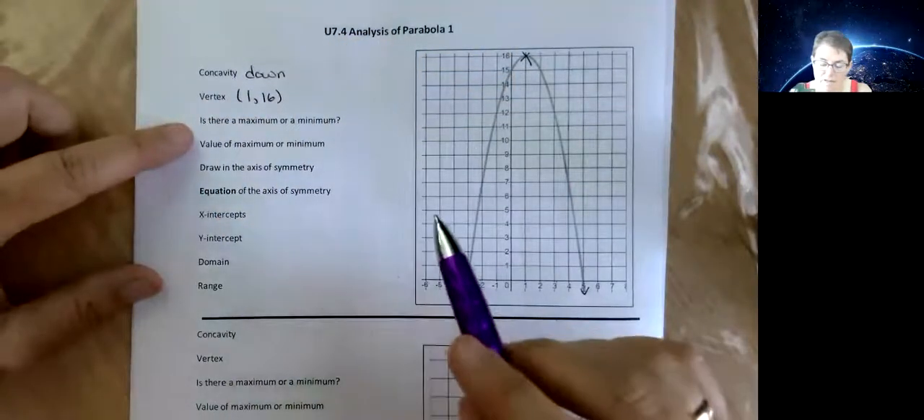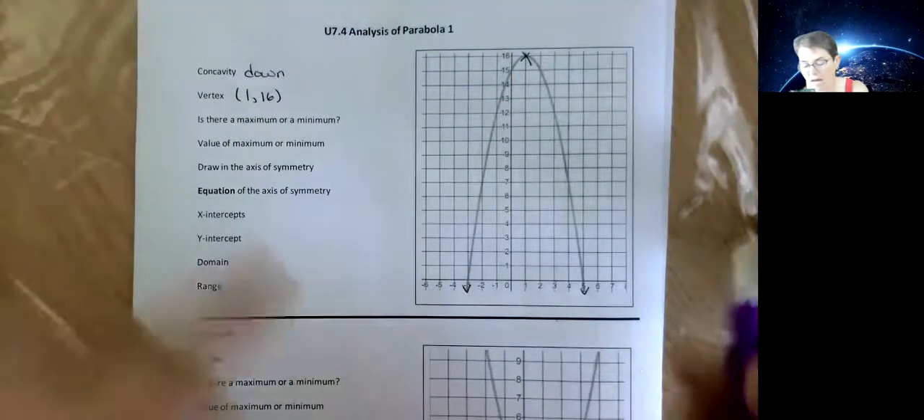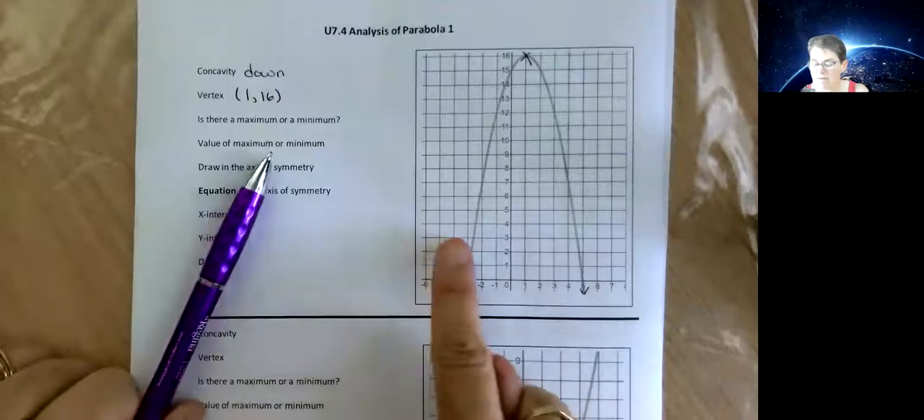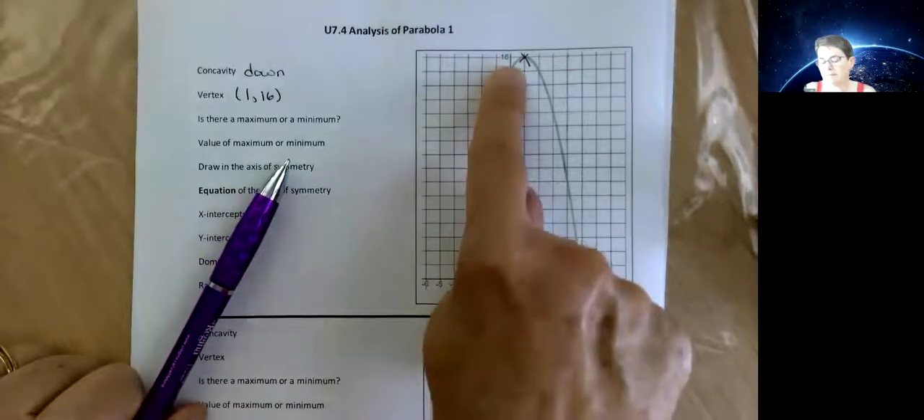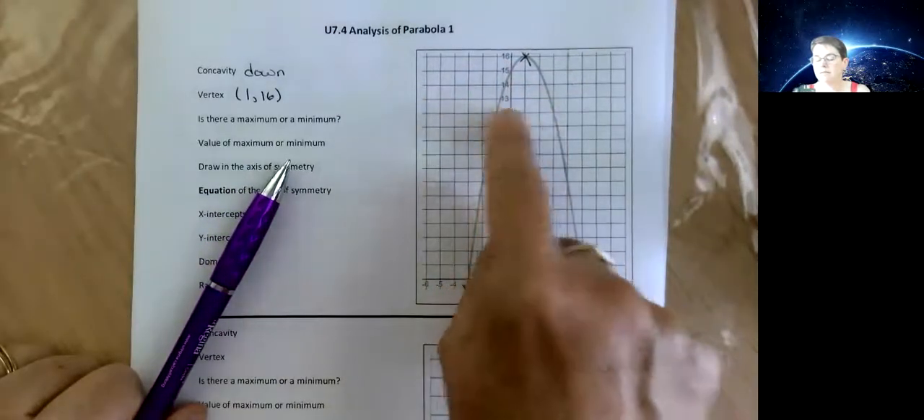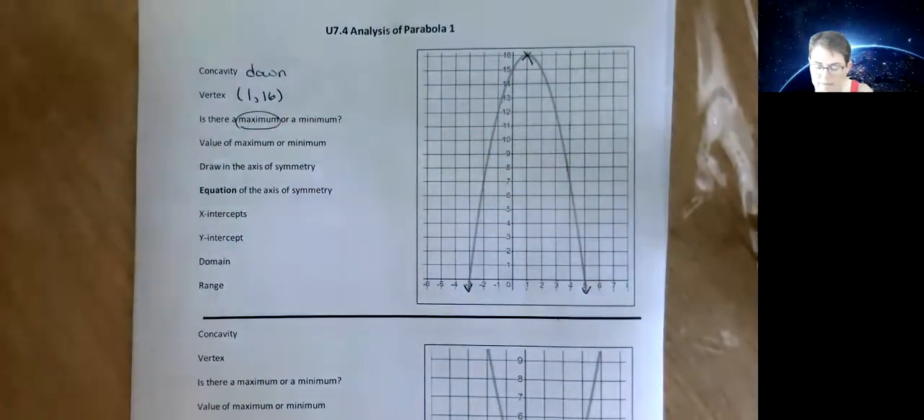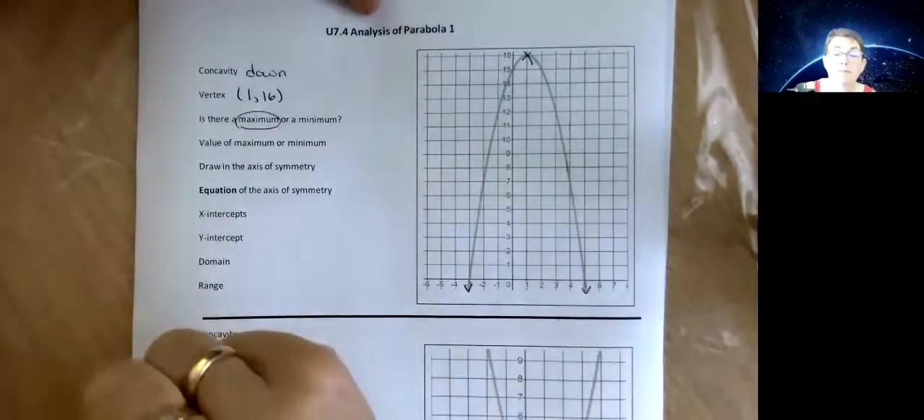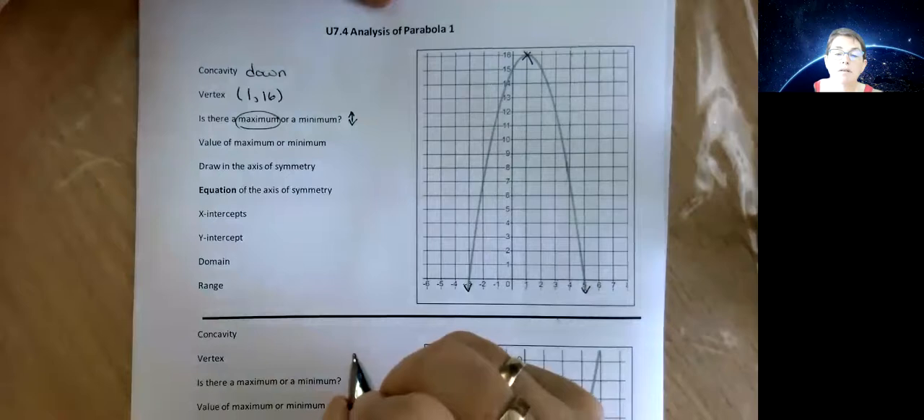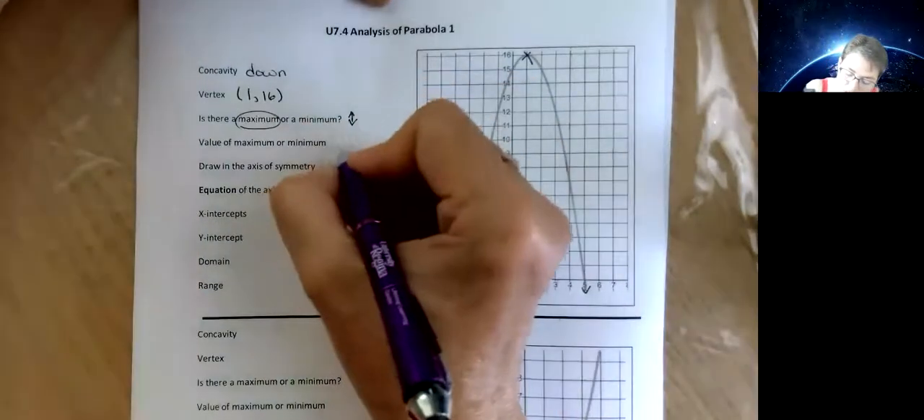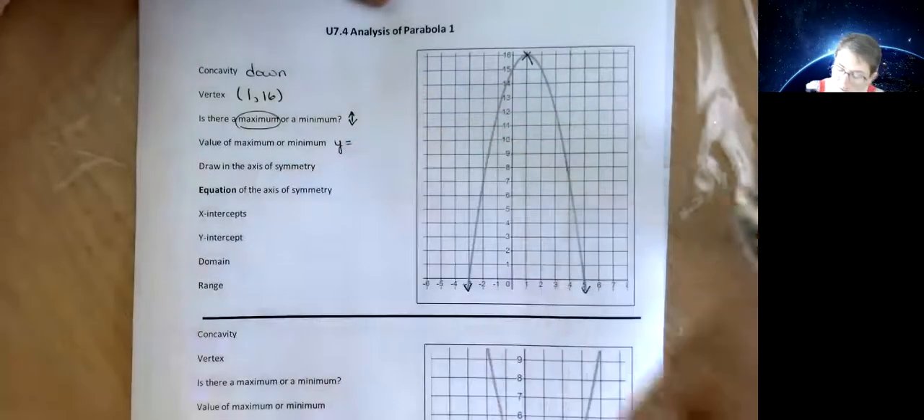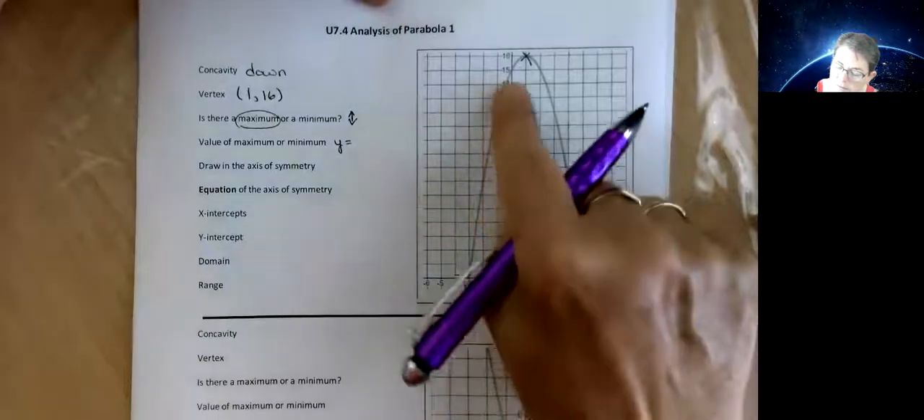Now, is there a maximum or a minimum? Well, as I read my graph going this way, again, it's going up, up, up, up, up, up, up, up, and then it starts to go down. So that's going to be a maximum. The value. So remember, max and min, you're always looking at vertical. So your equation is going to be y is equal to, and how high does it go? It goes all the way up to 16.